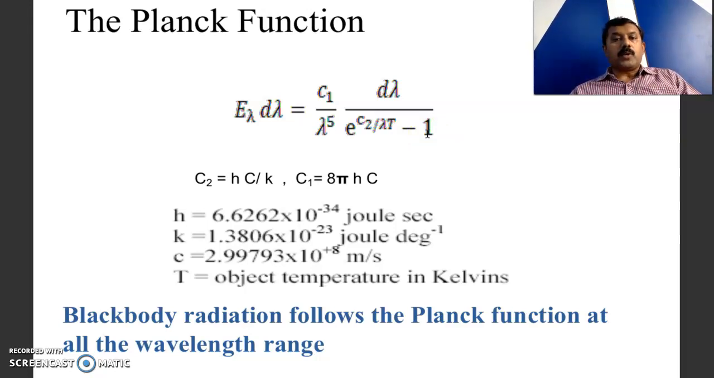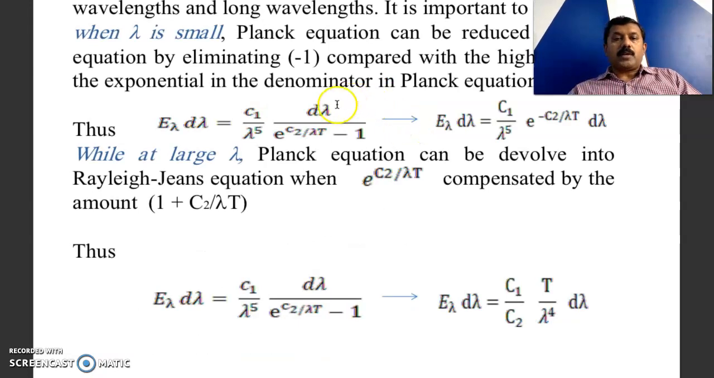This is a very important law because for shorter wavelengths, when lambda is small, e to the power of C2 by lambda T will be very high compared to 1. Therefore, this minus 1 can be neglected. If you neglect this minus 1 in the denominator, this equation automatically reduces to Wien's law. But already we know that Wien's law explains the shorter wavelength part of the blackbody radiation spectrum. So you will see that Planck's law automatically reduces to Wien's law for shorter wavelengths.